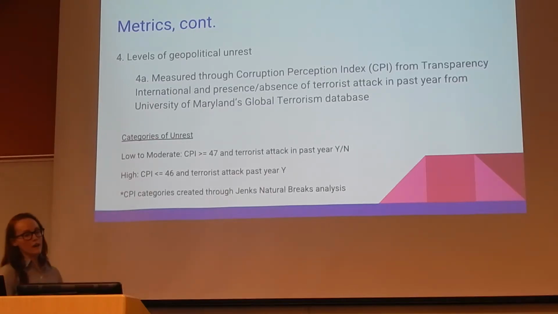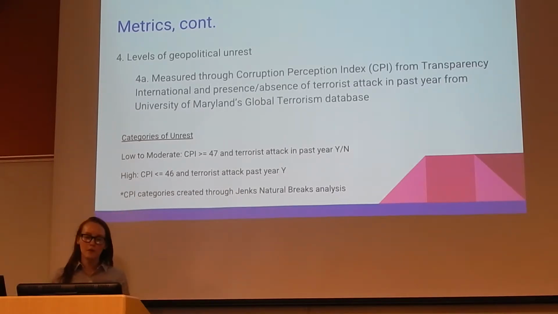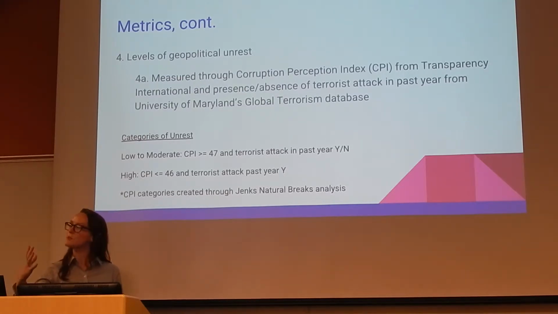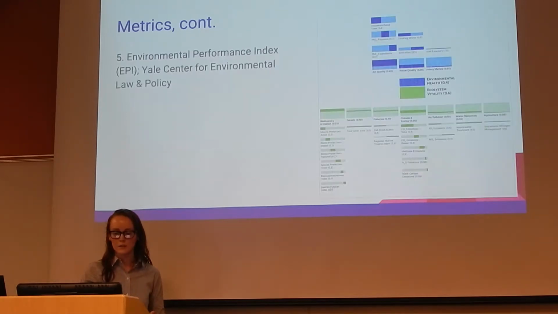So in unrest, low to moderate geopolitical unrest meant a corruption perception score of less than or equal to 47 and a terrorist attack. High would be a corruption score of greater than 47. High is less than 46 and a terrorist attack in the past year. I actually created these categories through a natural breaks analysis, so they were not put out by the think tank themselves, but this is what the data showed for the 2018 figures.